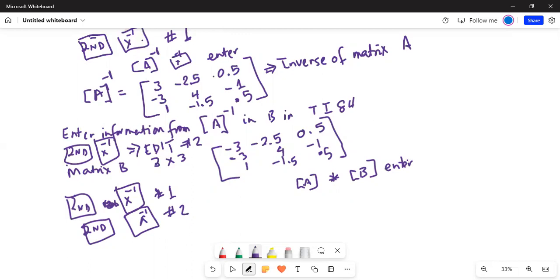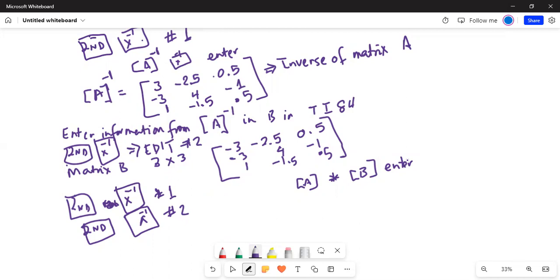Ooh, you did not get one. So I did something wrong. Let me check on that again. So matrix B is 3, 0.5, minus 3, 4, minus 1, 1.5. Apparently that's A inverse, but A times B did not give the identity.